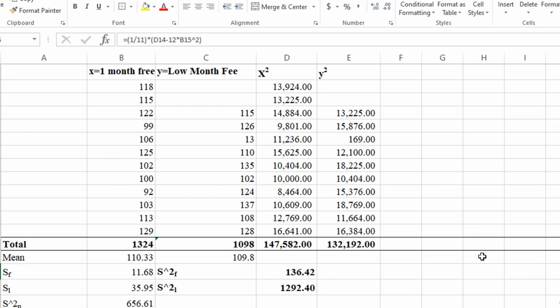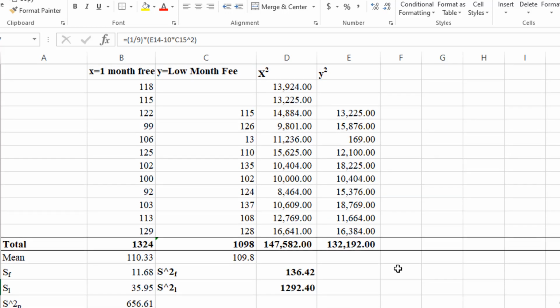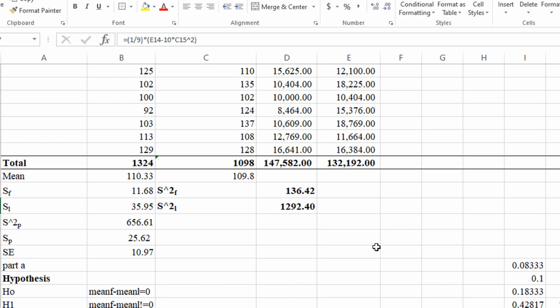The same is true for SL, which we determined on the basis of the Excel method or function. So there is no difference between this one and this one, but I recommend you use these formulas in the preparation of your assignment. So let's move on. Now I am going to determine the pooled estimate, and the pooled estimate is obtained by SP into the square root of 1 over n1 plus 1 over n2.